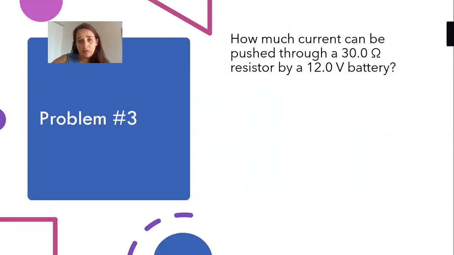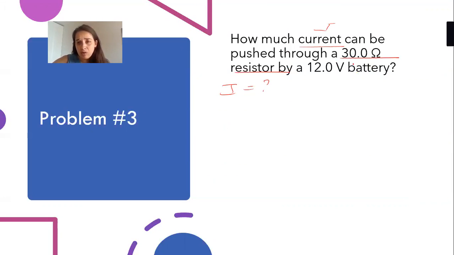All right, so here you were asked how much current can be pushed through a 30 ohm resistor by a 12 volt battery. So we're going to annotate this how we normally would with any physics problem. How much current? You're being asked to find current, which is I, so I'm going to write over here, current, and then can be pushed through a 30 ohm resistor.